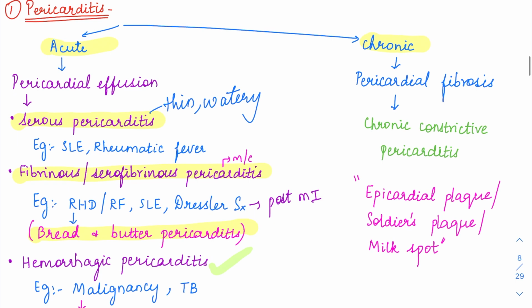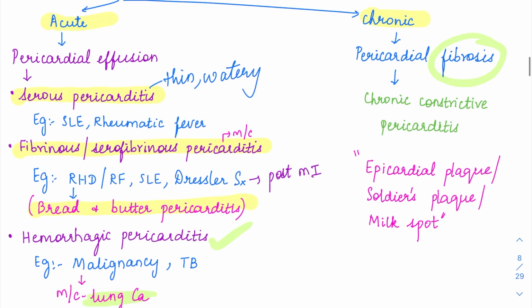Okay, next we'll see about chronic pericarditis. Whenever we have any chronic condition, it is going to result in fibrosis. That much we all have understood now, right? So there is going to be pericardial fibrosis. When the pericardium becomes fibrous, how will it look? It is going to form an encasing sheet around the heart. So the heart will not be able to expand properly. There is going to be diastolic dysfunction. This pericardial fibrosis is called chronic constrictive pericarditis because it is basically constricting the heart.